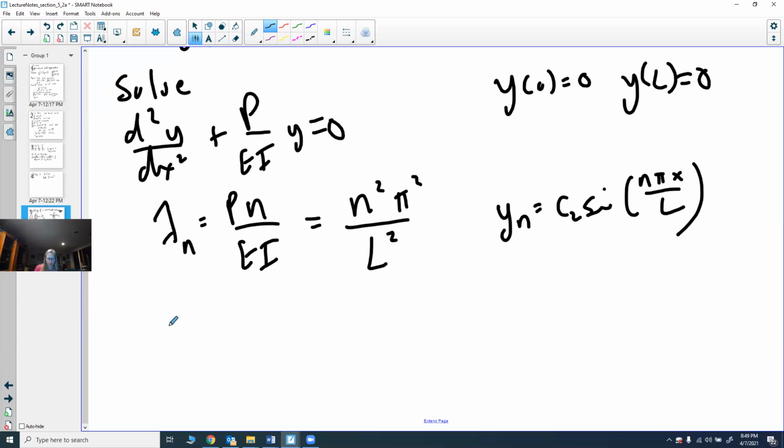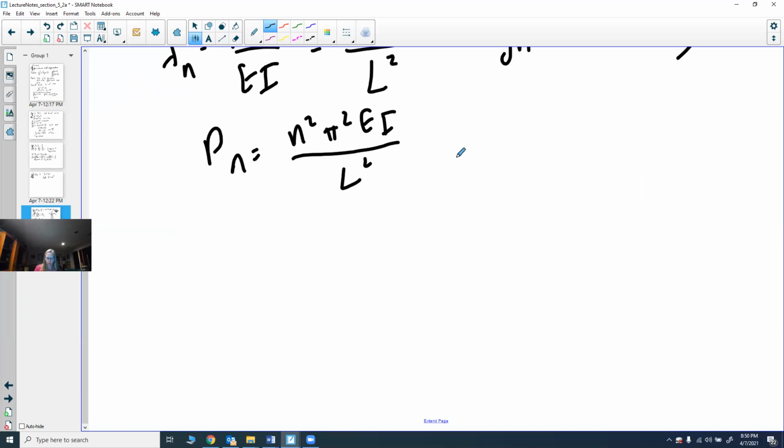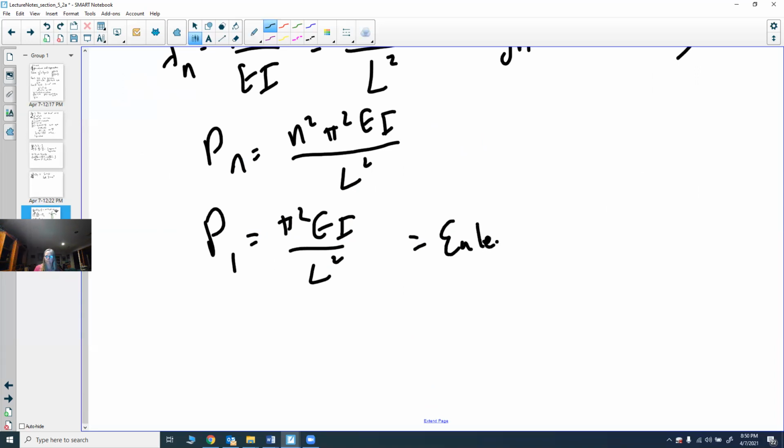And we have this now, and we can actually see that P sub n, I'm sorry, depends on what the load is. So your P sub n is actually equal to n squared pi squared E times I over L squared. The column buckles when the load is one of these values. So this is kind of how we find out what it will be. P sub 1 would be pi squared E I over L squared. This is known as your Euler load, and it's where your first buckling is going to be.